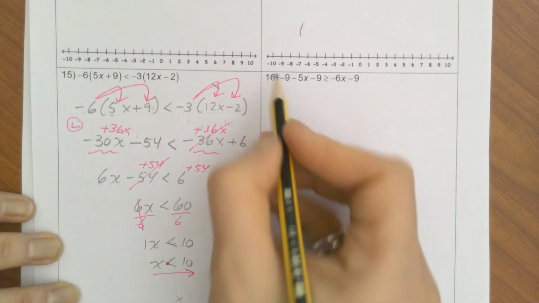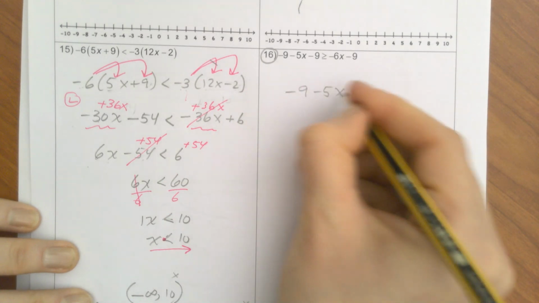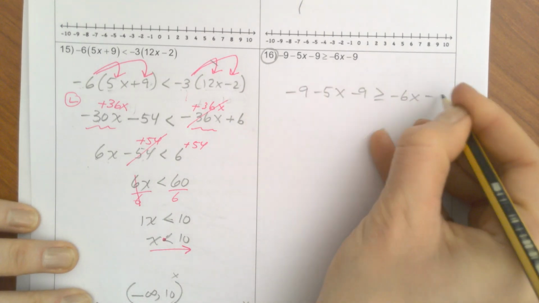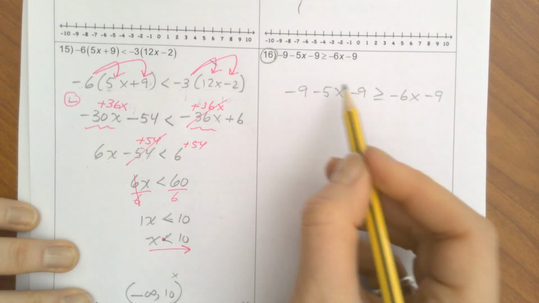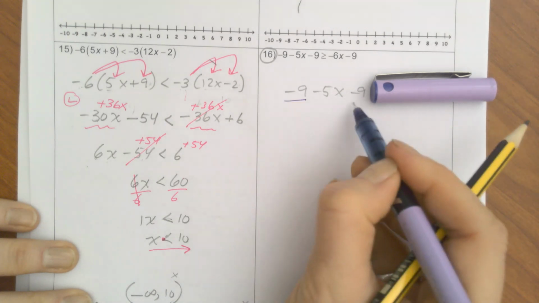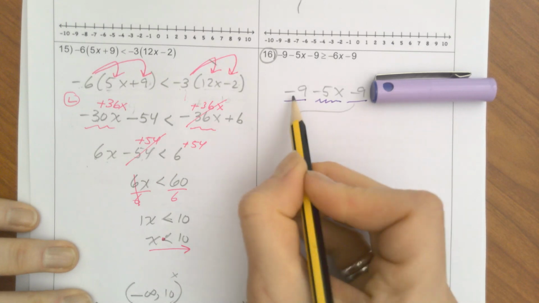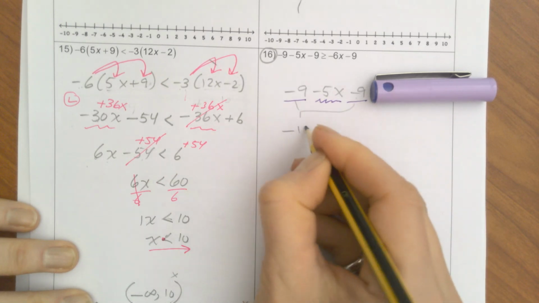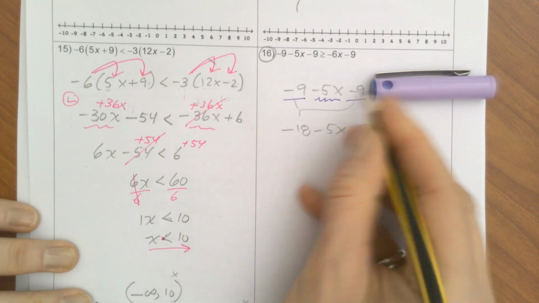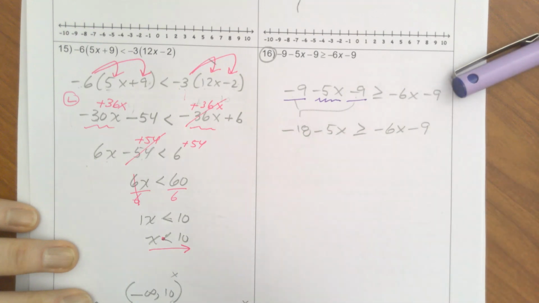Okay, let's do 16. Oh, there's lots of stuff on this side. Let's just look at this side for a minute. Which terms can go together? Which ones are like terms? Yeah, this can go with this, but he's different. So let's put these guys together. I lose 9 and I lose 9. Oh, I lost 18. Okay, that's a little bit nicer. We simplified that side. We made it more simple.